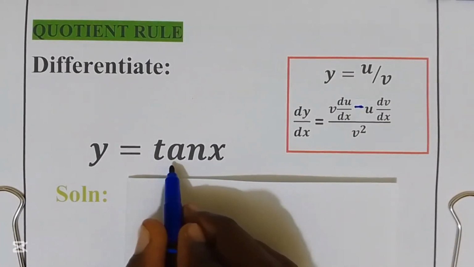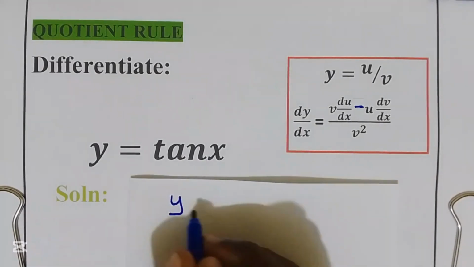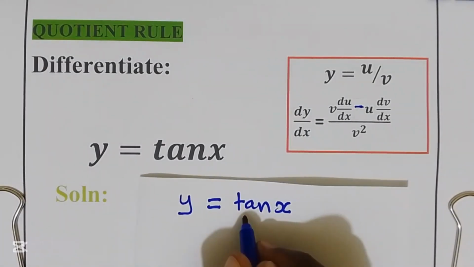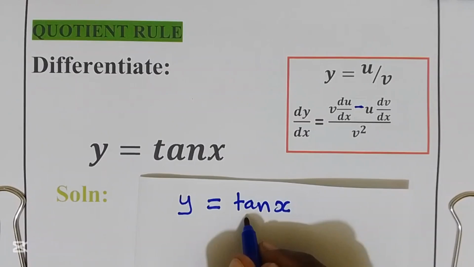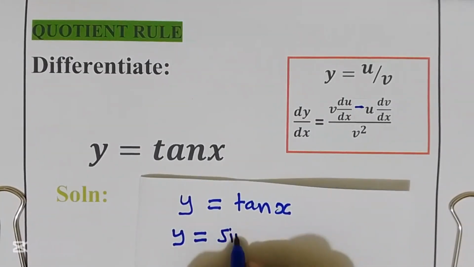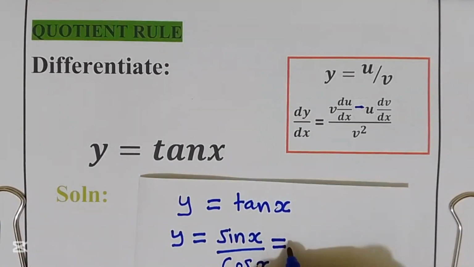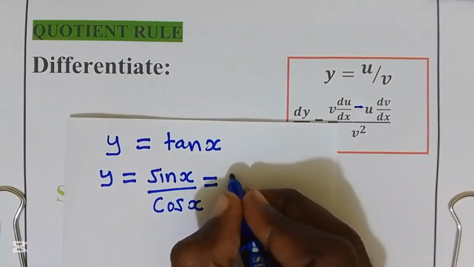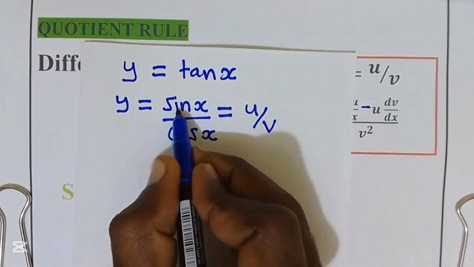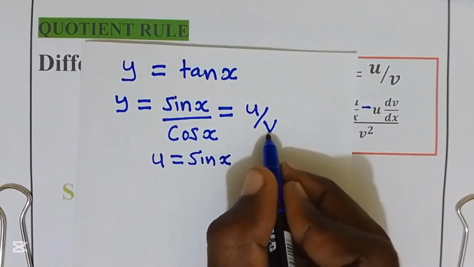We are going to differentiate tan x. Let our function y is equal to tan x, but tan x is the same as sin x over cos x. Now y is equal to sin x over cos x. This already is in the form of u over v. u is equal to sin x and v is equal to cos x.